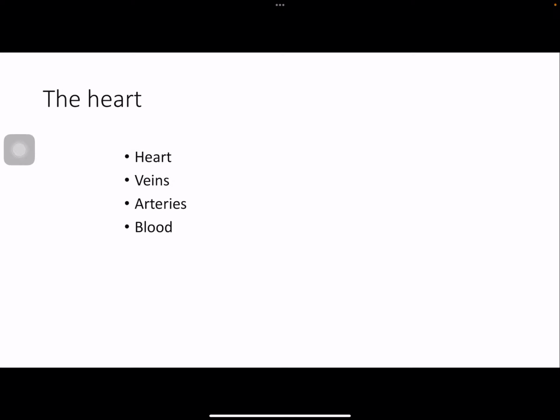As we know, the circulatory system contains four parts: heart, veins, arteries, and blood. You might want to note this down as it is a really important thing in your test. These questions are probably going to pop up in your science test if you're in year 6 or year 5.